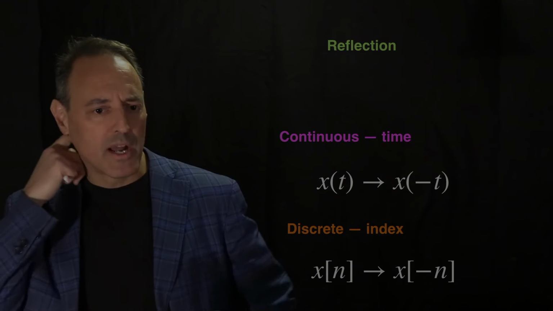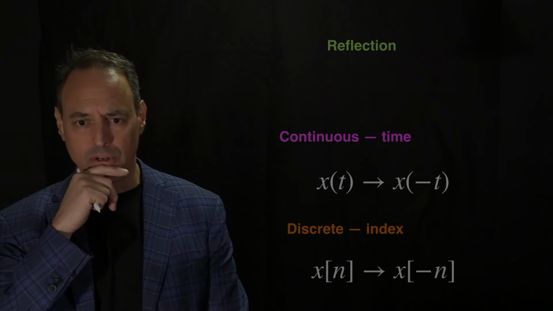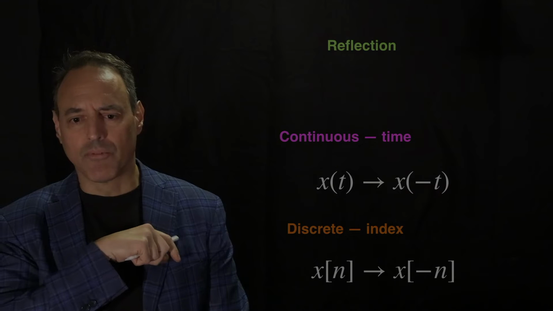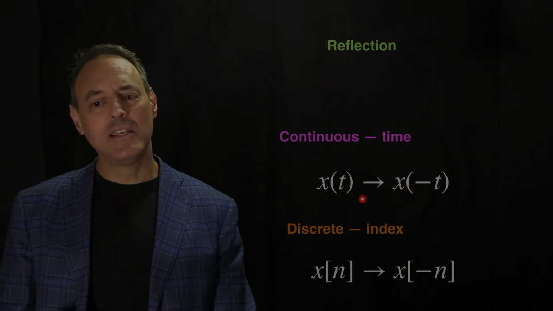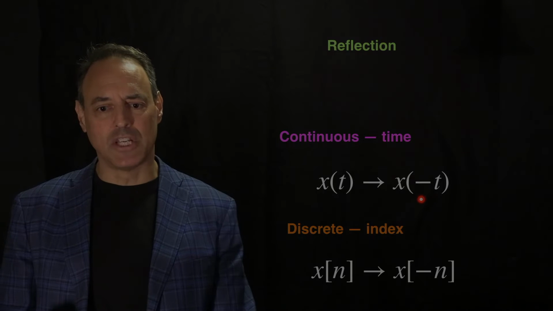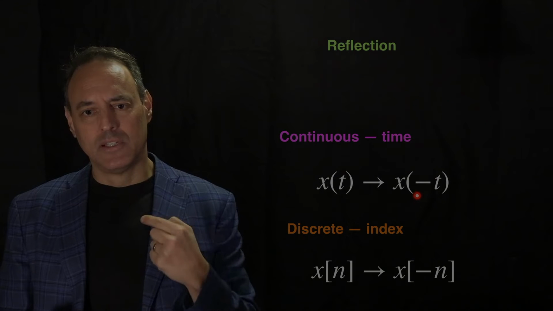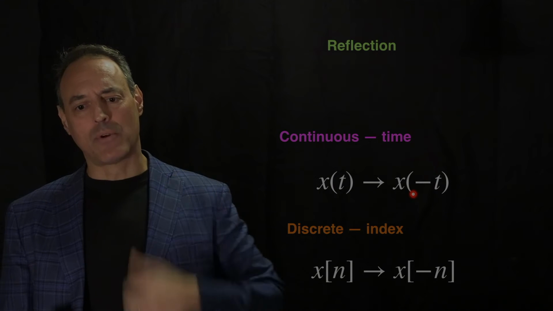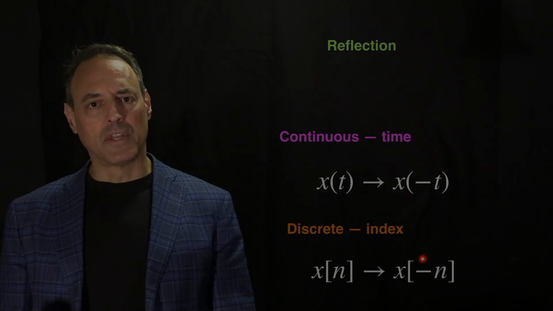All right, so that's one kind of operation we want to think about. There are other properties and other things we might want to do. One of these is called reflection. Reflection is very simple. You're going to take time t and make it negative t. So what it looks like forward in time, you're going to make it look like that backward in time. Okay? Same thing with discrete n: x of n should be equal to x of minus n.